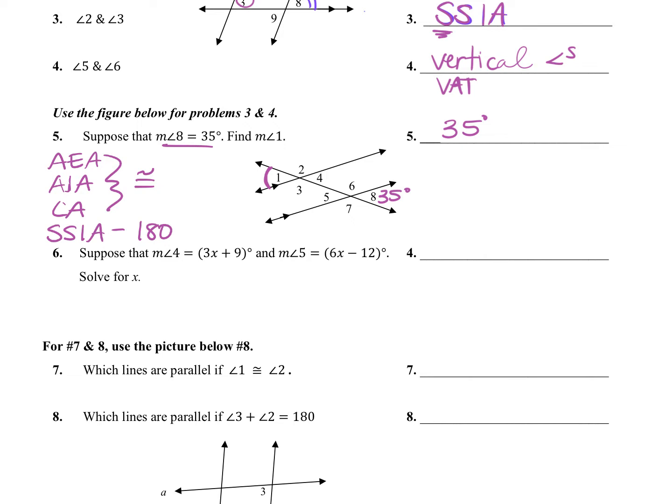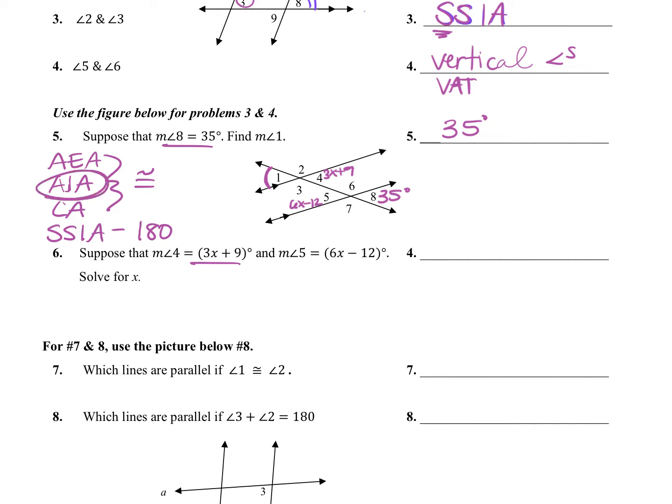All right, then look at 4 and 5. Angle 4 is 3x plus 9. Angle 5 is 6x minus 12. How do you solve for x? Set them equal. What kind of angles are those?